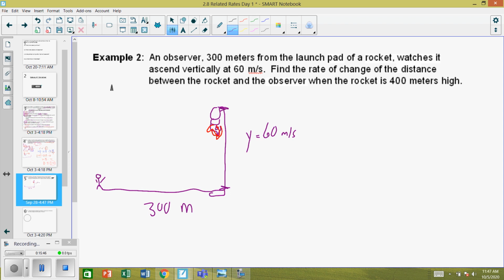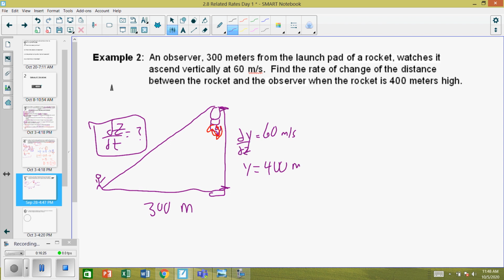Right now, the snapshot that we're looking at, and I should have said this is dy over dt, I apologize. The snapshot that we're looking at is y equals 400 meters. So as this thing's ascending up vertically, we take a snapshot of it at 400 meters. The question is asking us to find the distance between the two. It wants to know the rate at which that distance is changing. So it's asking me to find dz over dt. Circle it if you need to. This is what we're looking for.